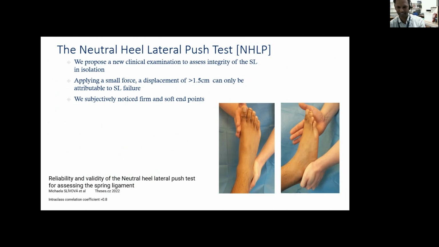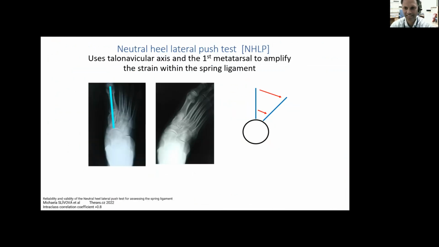And you can compare different feet and notice subjective firm and non-firm endpoints. And I'm glad to say there's increasing amounts of validation studies that are coming out, and Slivova was able to show it has a good intraclass coefficient of greater than 0.8. And the basis of the test is when you control for pronation, you're using the first metatarsal and the talonavicular axis. By taking a small strain that develops in spring ligament, you're able to use that metatarsal talonavicular axis to amplify that strain to generate a large degree of shift at the hallux.